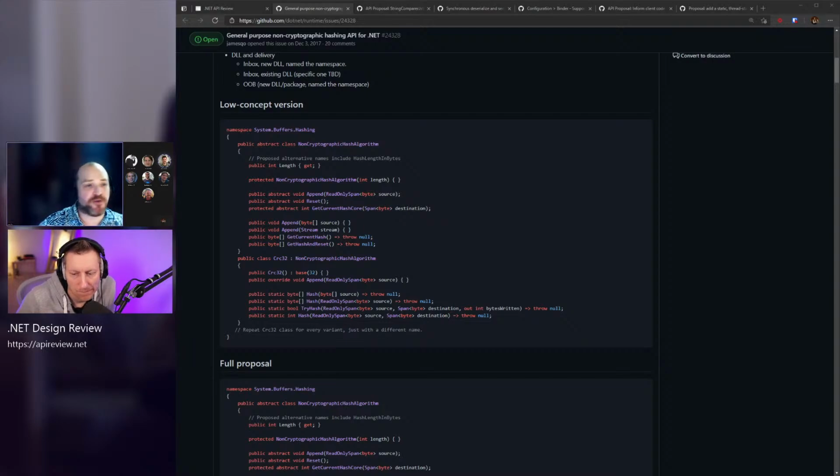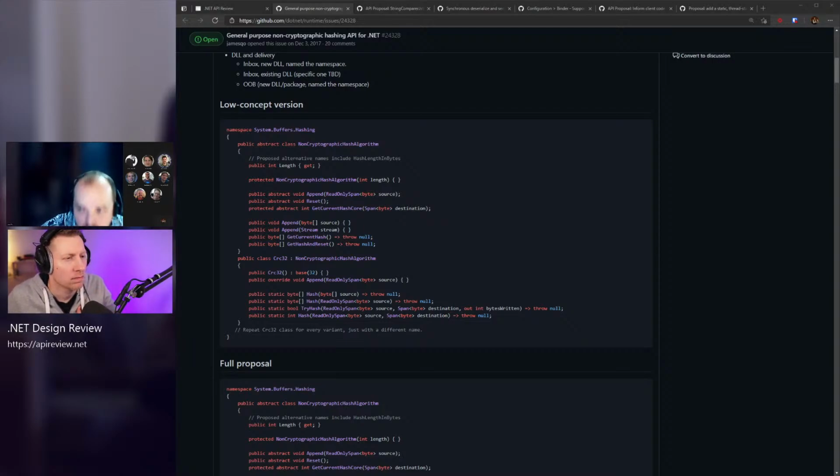I mean, we can go through line by line on the low concept version and then line by line on the full proposal. Sure. So the initial comment that I had, two comments. First, on the low level proposal, the length property to me is a little ambiguous because it could mean either the digest length or the length of all the data that I fed to it so far. So I think just calling it hash length or digest length or something along those lines would be less ambiguous.